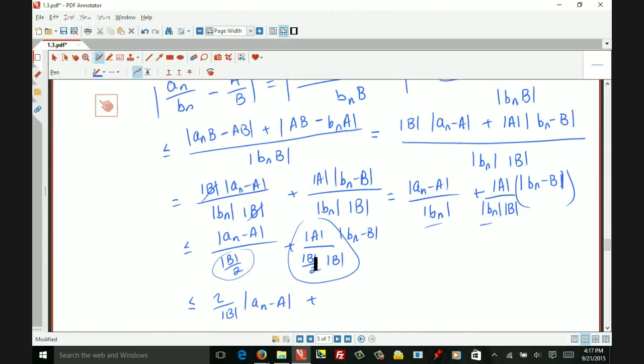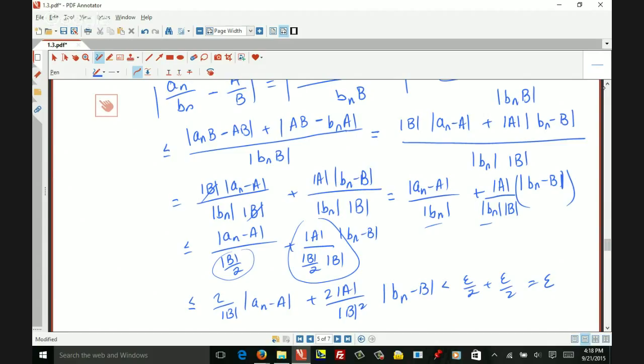And this is a 2 over absolute value of b, and 2 absolute value of a over b squared, b sub n minus b. And I want each of these less than epsilon over 2. So for the first one, that means we need epsilon over 2 times 2 over absolute value of b.